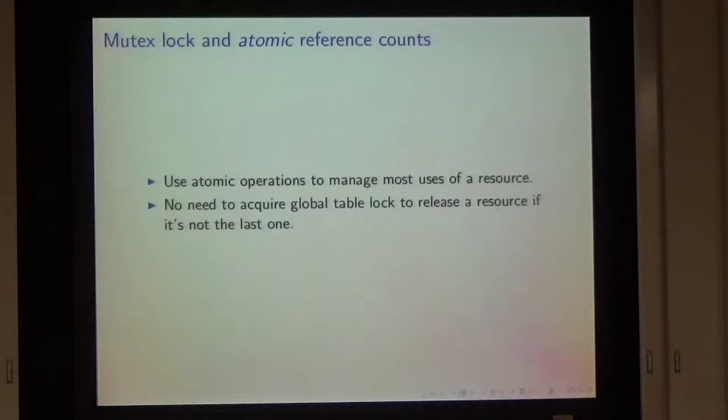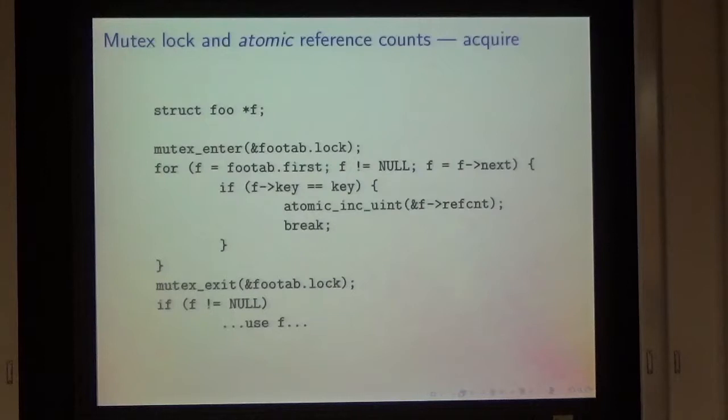If three threads hold a resource and one thread is trying to destroy it, when one of the three threads releases the resource, it doesn't have to notify the destroyer, because there are two more threads that have to release it before you're allowed to free it. So instead of using just ref count plus plus, we can use an atomic operation here.